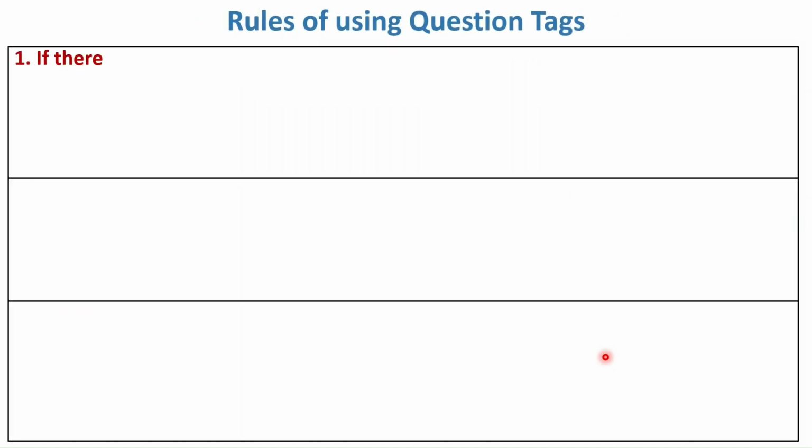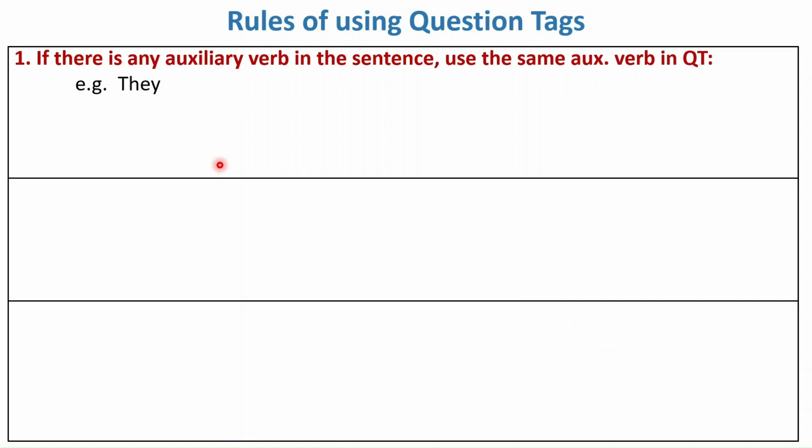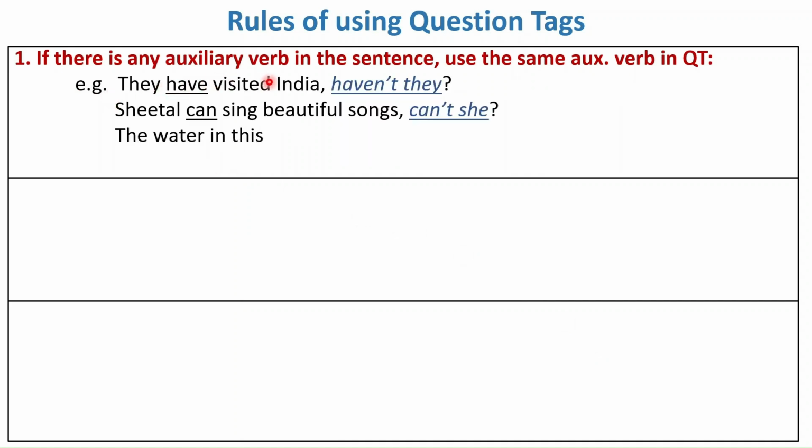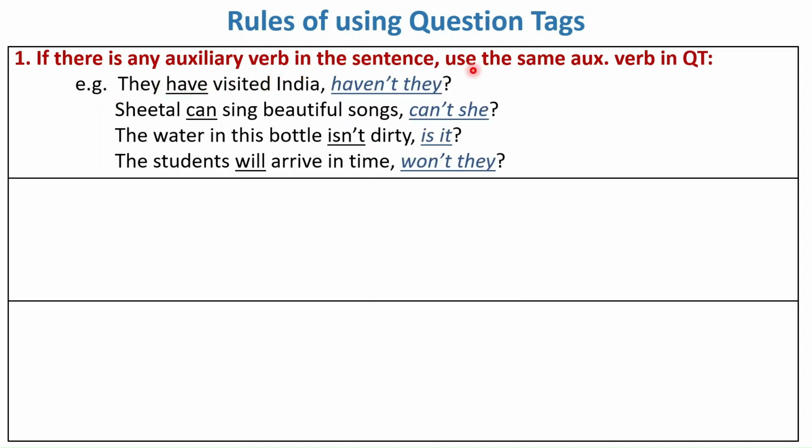Let's move to the first rule. If there is any auxiliary verb in the sentence, we have to use the same auxiliary verb in question tag. For example, they have visited India, haven't they? Sheetal can sing beautiful songs, can't she? The water in this bottle isn't dirty, is it? The students will arrive in time, won't they?